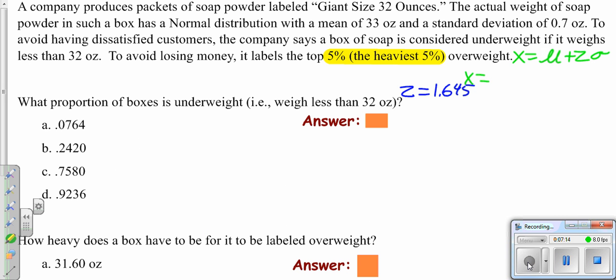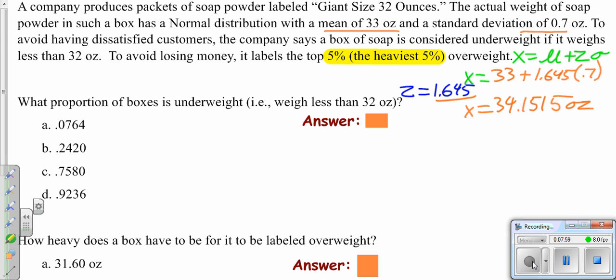So now I put those in. I have my mean, I have my standard deviation, I have my z. I fill them into my formula here, and then I'm going to use my calculator. So that's what we're going to have for our top 5%. Any box that's at 34.1515 ounces or above is considered overweight.